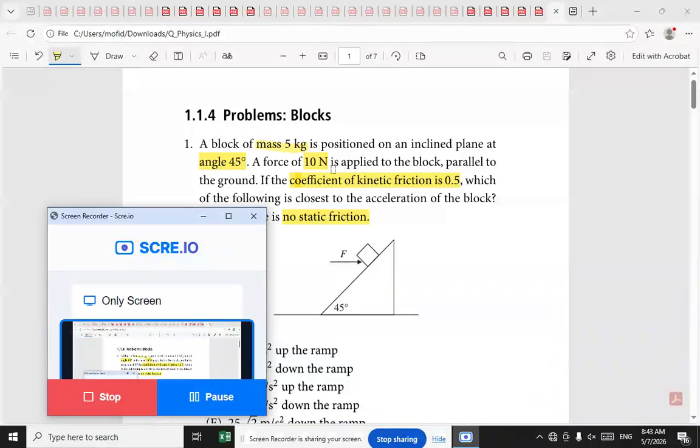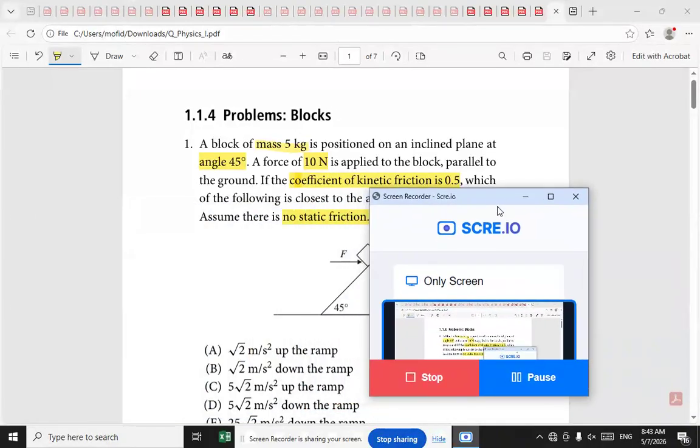So, if you want to solve this challenge, you are welcome to find the answer between these options that are here.